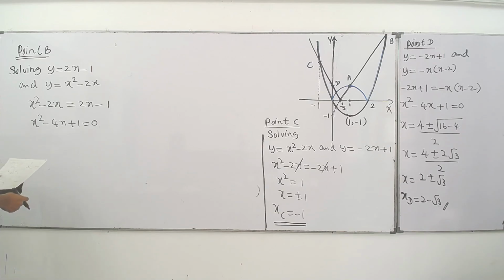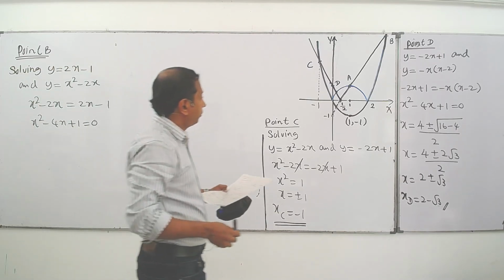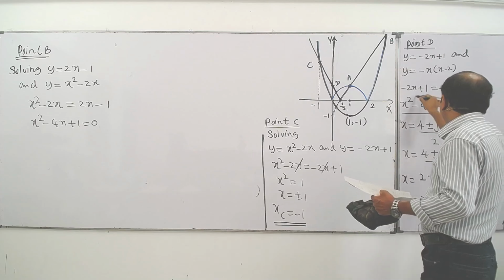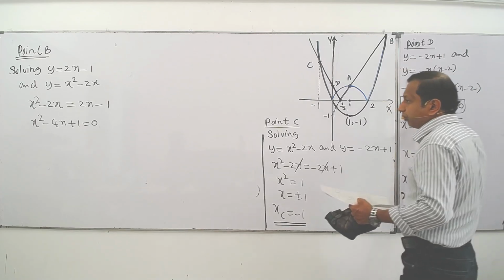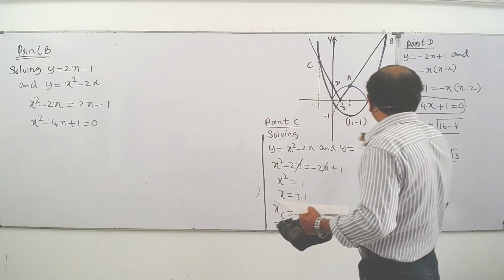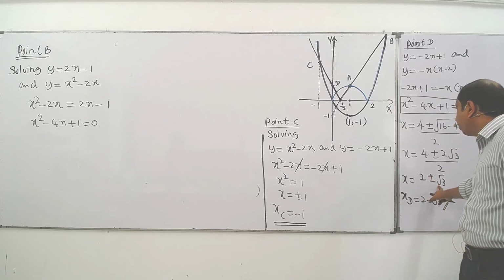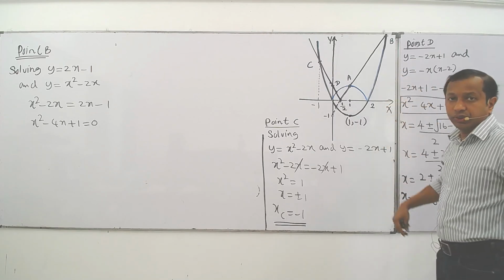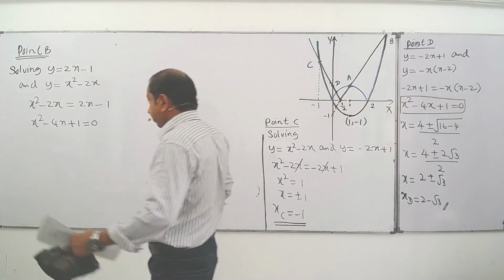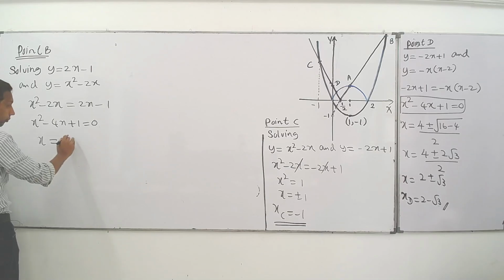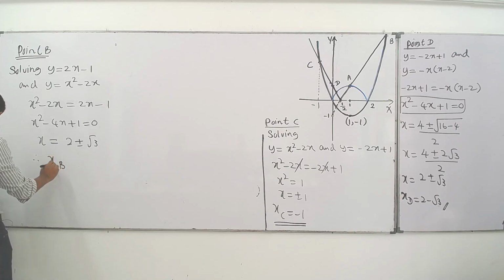Then you can see here the same equation we get: x squared minus 4x plus 1 equals 0. Okay. Then if this has two roots like this, 2 plus root 3 should be the x-coordinate of B. Therefore, this answer we know. It is 2 plus or minus root 3, we found, no. Therefore, x_B should be 2 plus root 3.